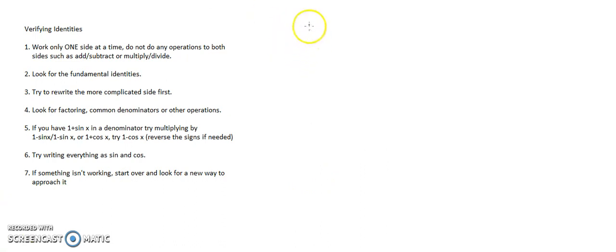Okay, so let's go ahead and try one. Let's say that we want to verify that sine alpha plus cosine alpha cotangent alpha is equal to cosecant alpha. Okay, so we want to verify this. That means that we need to get the two sides to match. We've got to show that they're equal. So let's start with the more complicated side. That's the stuff on the left.